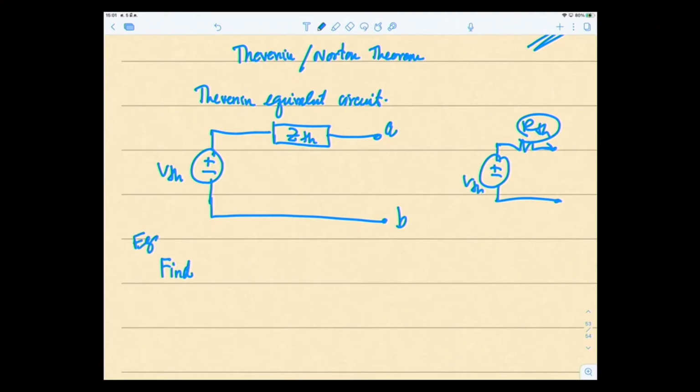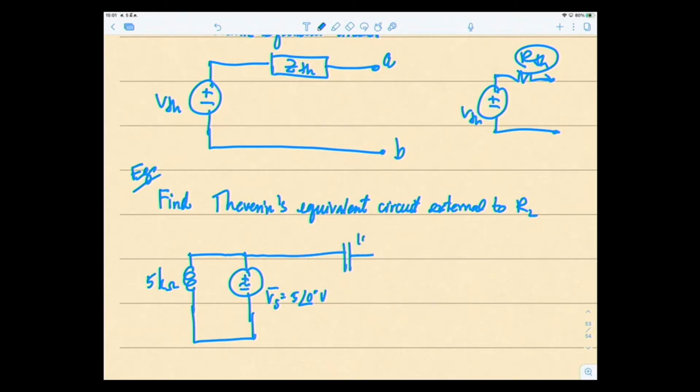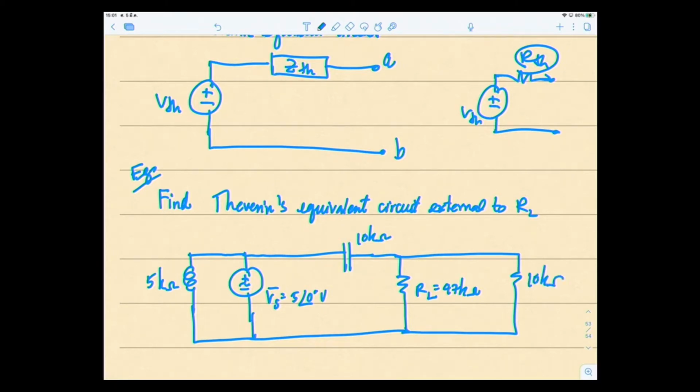Let's find examples for Thevenin. Find the Thevenin equivalent circuit external to RL. So let's see. 5K ohms, Vs equal to 5 at 0 degrees volt, 10K ohms, RL, which is equal to 47K ohms, and this R is 10K ohms. So we want to find a Thevenin equivalent circuit external to RL, so anything except RL.